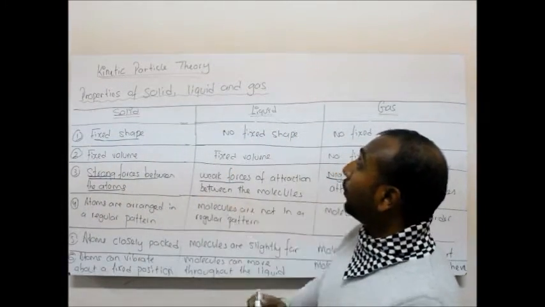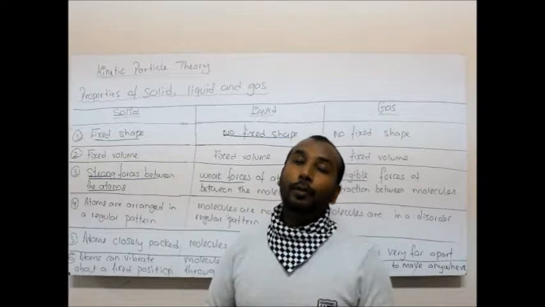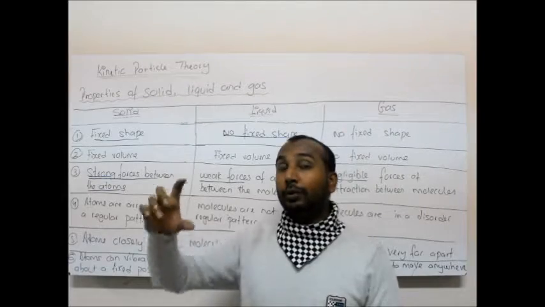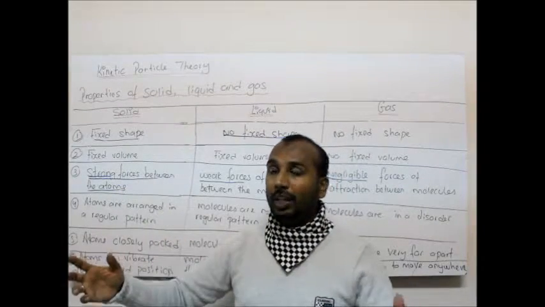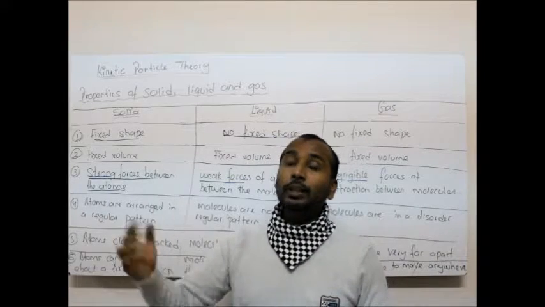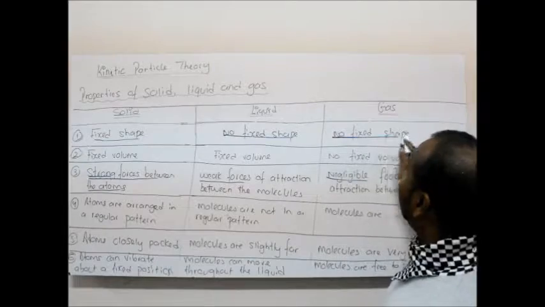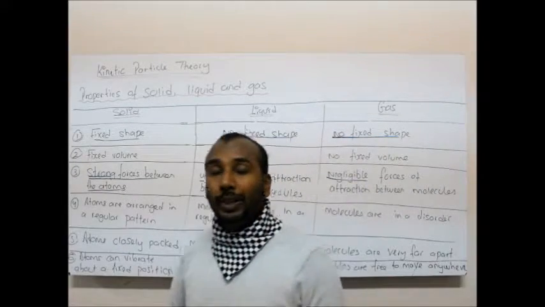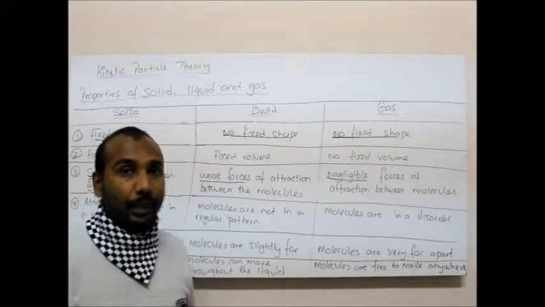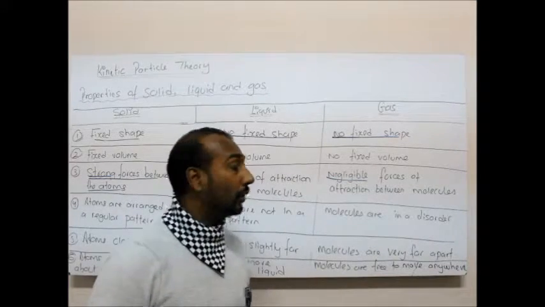But the shape of a liquid can be changed. Therefore, a liquid has no fixed shape. For example, if you take water and put it into a container of any shape, the liquid is going to take that shape. Now, let's look at a gas. A gas, just like a liquid, has no fixed shape. You put it in any container, it's going to take the shape of that container.